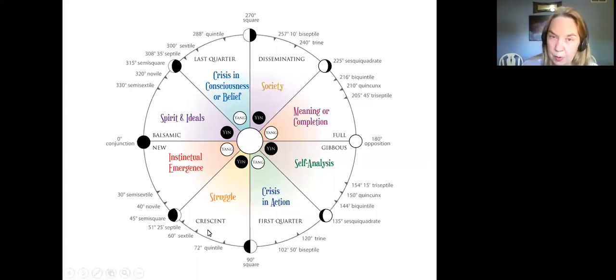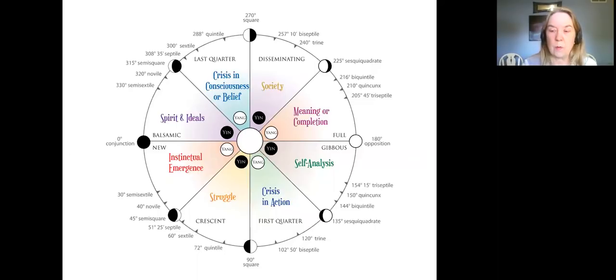So remember, crescent, gibbous, disseminating, and balsamic are always energy coming back in that creates a reflective energy. You could almost think of new phase, first quarter, full, last quarter as two steps forward, one step back. You could think of crescent, gibbous, disseminating, balsamic as almost being two steps back, one step forward. I've got to reflect before I can go out. I do not mean to imply that one evolves and the other devolves. I'm just using example of more outward versus inward.